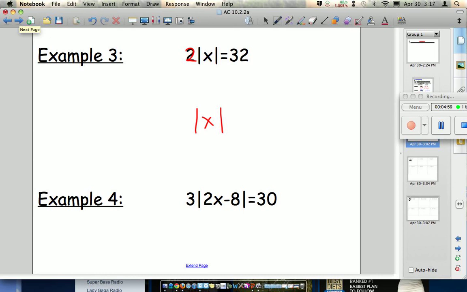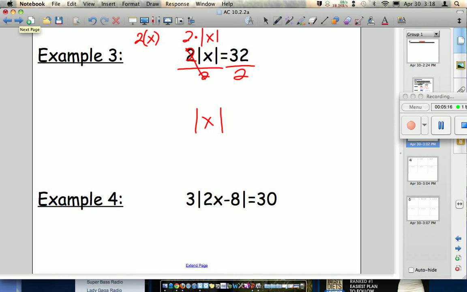Couple of things to notice, that this 2 is actually saying 2 times the absolute value of x. Just like when we write 2 with x in parentheses, that means 2 times x. The same thing is true here. So to undo the 2, we actually divide both sides by 2.